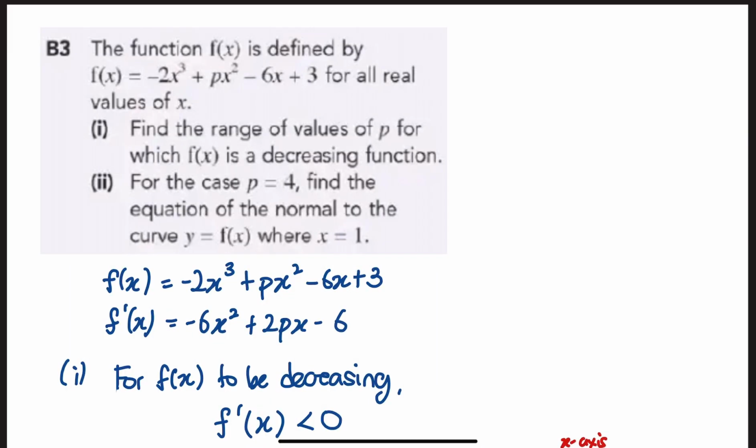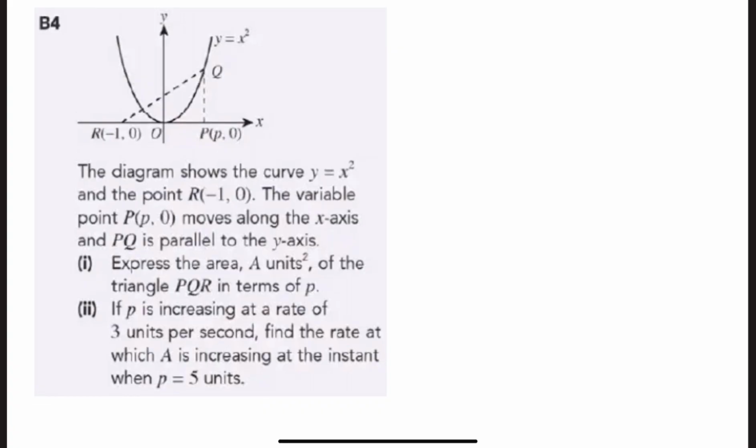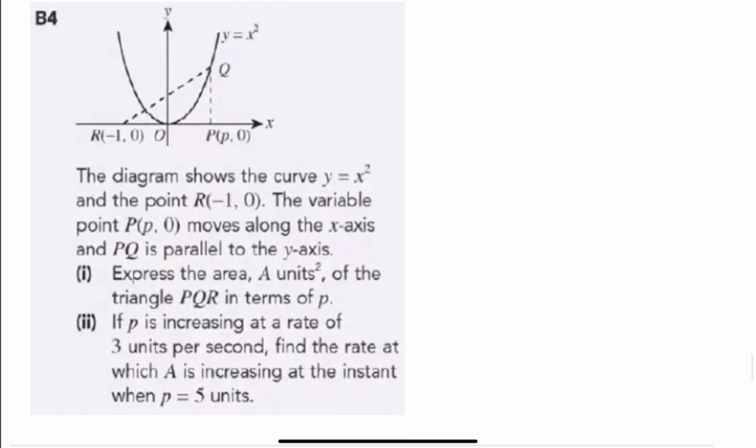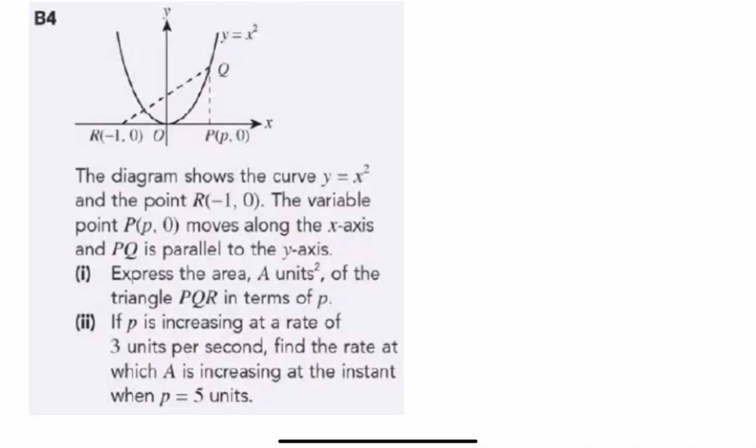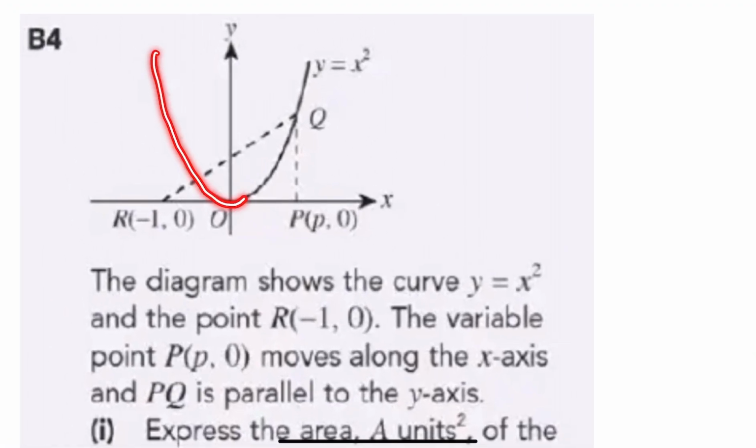Let's now look at the next part here. Question 4. For question 4 over here, I am given this curve which has the equation y equals x squared. I know the point R and point P. This variable point P moves along the x-axis, and that means that this point Q here is such that PQ is always parallel to the y-axis.